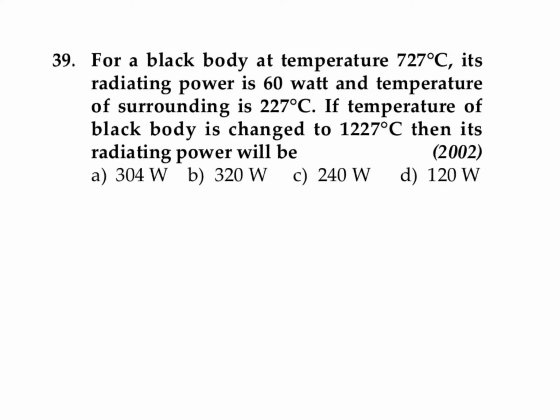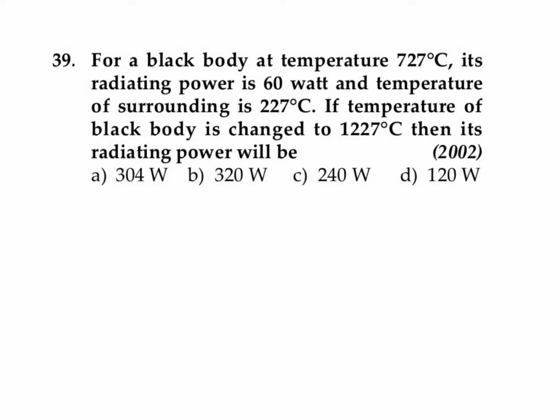It is given that for a black body at a temperature of 727 degrees Celsius, its radiating power is 60 watts and the temperature of the surrounding is 227 degrees Celsius. If the temperature of the black body is changed to 1227 degrees Celsius, then what will its radiating power be?